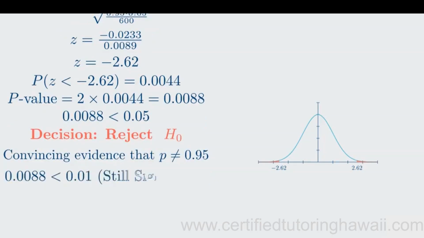Even if we had used a stricter alpha of 0.01, we still would have rejected the null in this case, because 0.0088 is less than 0.01. This suggests a very strong result. Let's consider one more scenario that highlights a potential pitfall in interpreting results. Sometimes, a result can be statistically significant without being practically significant.